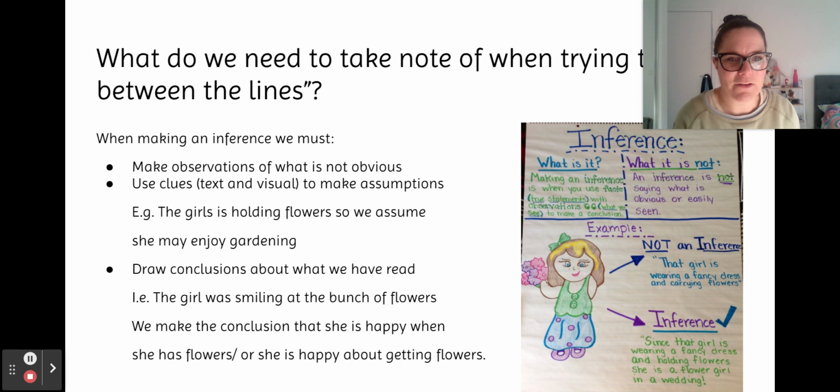So there's an example there of a little girl. It says, the girl is wearing a fancy dress and carrying flowers. So our inference can be, since the girl is wearing a fancy dress and holding a bouquet of flowers, she is going to be a flower girl. So we use clues both in the text and visually, so in the illustrations, to make assumptions. So drawing a conclusion is the job of someone who makes good inferences.